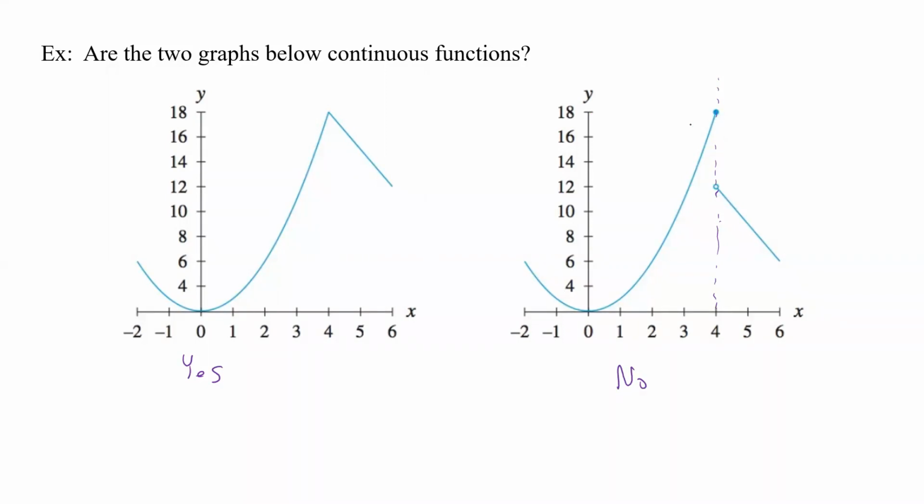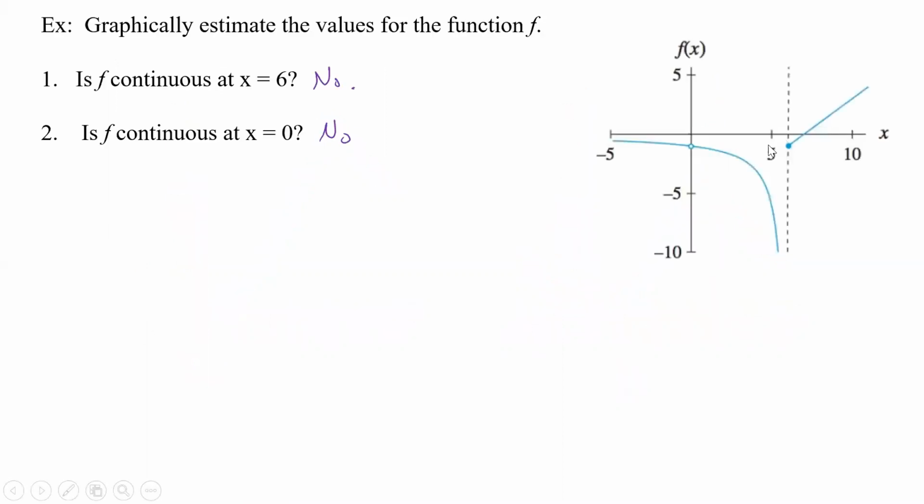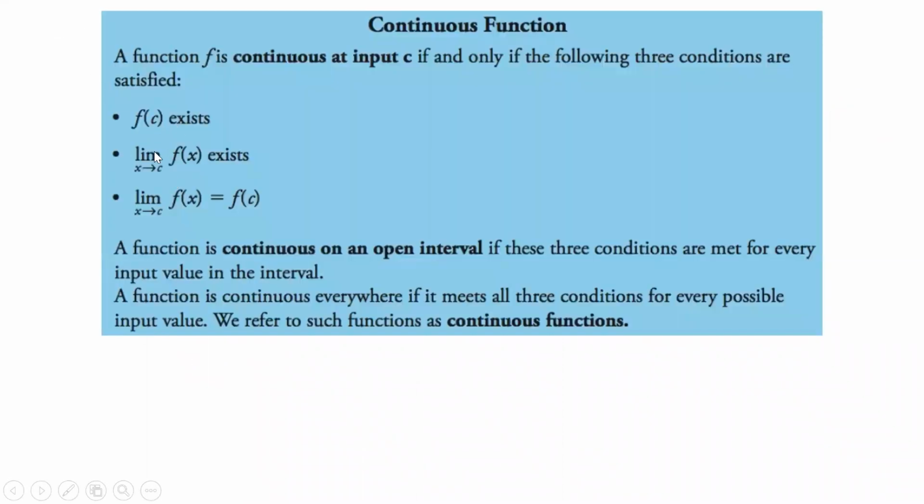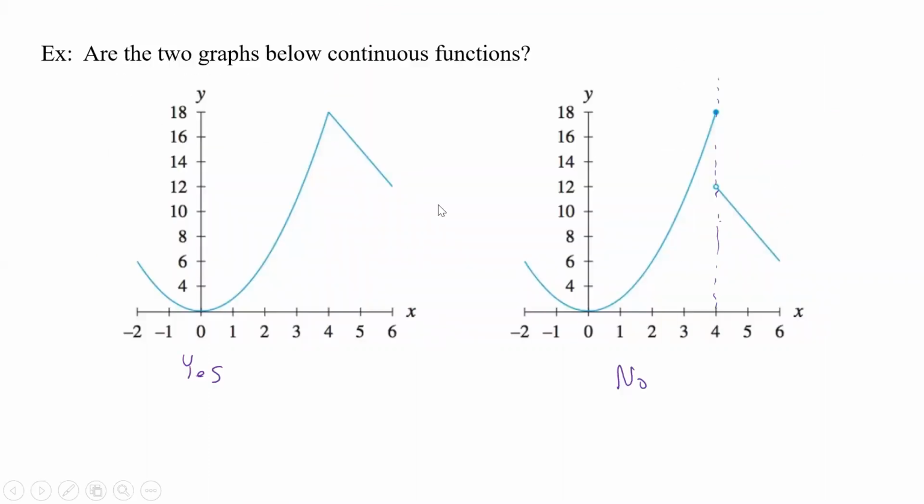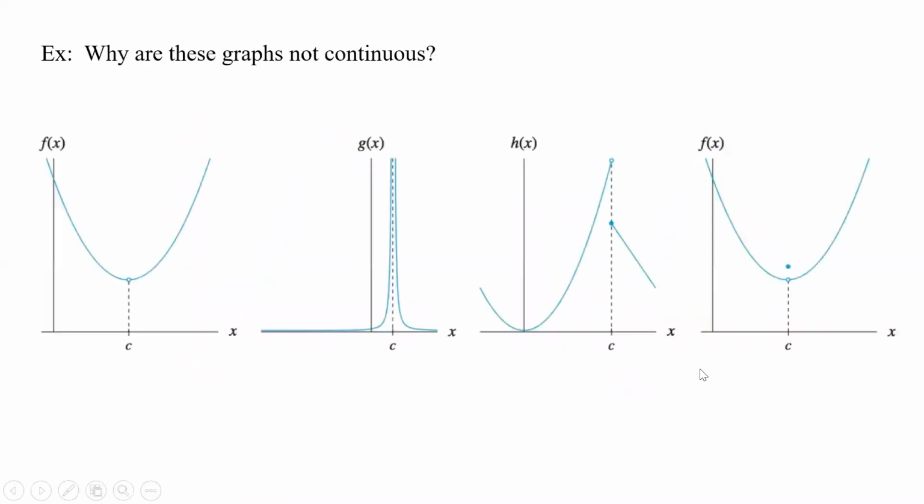Or you can look at those three key items. Does f of c exist? Does the limit of f of x exist as x approaches c? And does the limit of f of x as x approaches c equal f of c? That gives us those two, yes and no. Well, what about these? Here we have a nice graph, but there's that jump here. So f of c does not exist, and that one is not continuous.